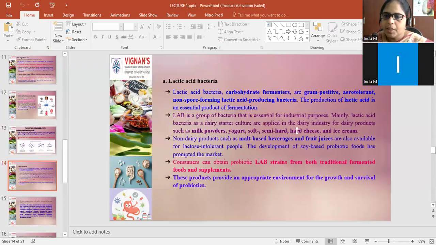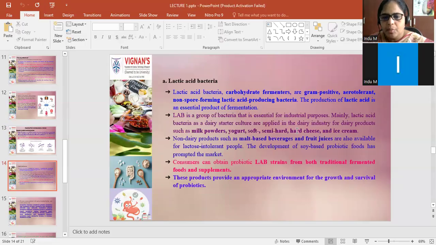Coming to the lactic acid bacteria. Generally, these lactic acid bacteria are carbohydrate fermenters, which are gram-positive, aerotolerant, non-spore forming bacteria, and produce lactic acid, which is the essential product of the fermentation. So this LAB is mainly used on an industrial scale to produce lactic acid, and the lactic acid bacteria are used in dairy as a starter culture for making milk powders, yogurt, soft and semi-hard cheeses, and ice creams.